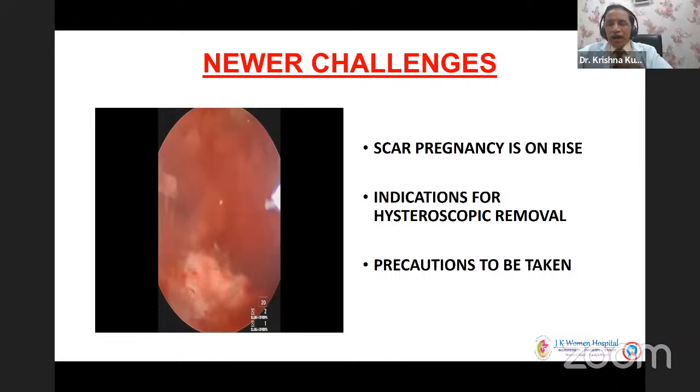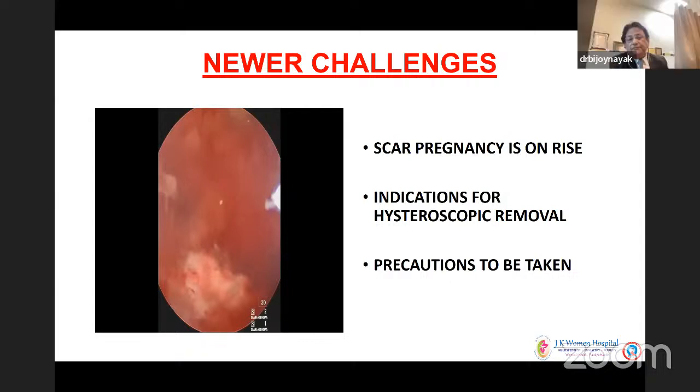So anybody to add on this scar ectopic, what they do specifically, Monica or Jyoti? Sir, if she wants to conceive in future and the thickness of myometrium is less, we'll go laparoscopically and do a good repair of the margins, the scar tissue.